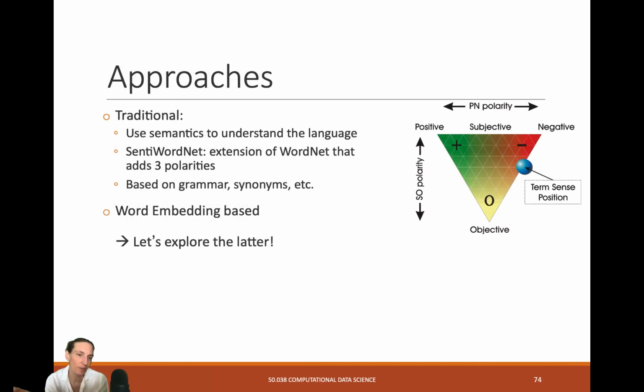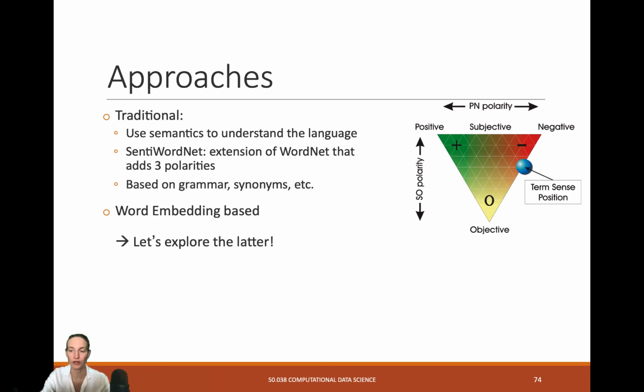Right, so traditional approaches include using things like SentiWordNet. We talked about WordNet before. It's a more traditional approach to how to represent words and their relationships. In SentiWordNet, WordNet is extended and three polarities, positive, negative, neutral, are added, and each word basically gets this sentiment. That is traditional. Way more popular now is word embedding based.